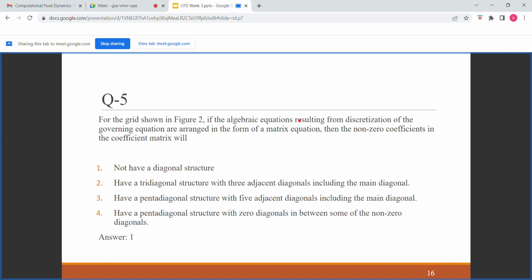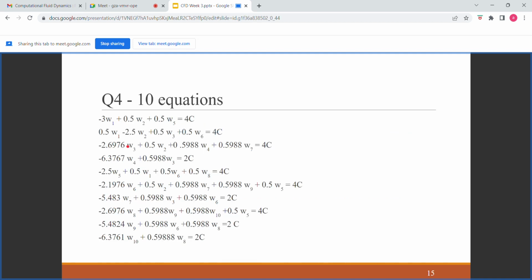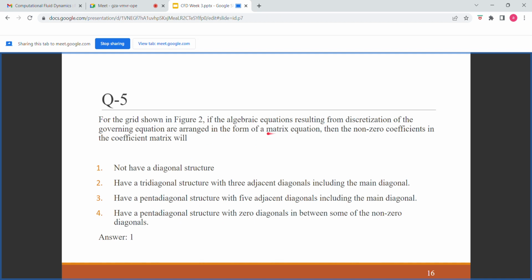So if the algebraic equations resulting from the discretization of the governing equations are arranged in the form of a matrix equation, then the non-zero coefficients in the coefficient matrix will... We have these many equations with w1 to w10 coefficients, so it is like Aw equals some constants, that is, Ax equals b. If we write it in that format, the question is asking what kind of matrix the non-zero coefficients will form.